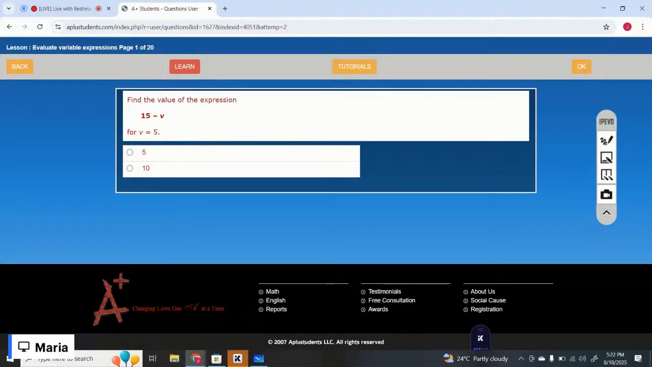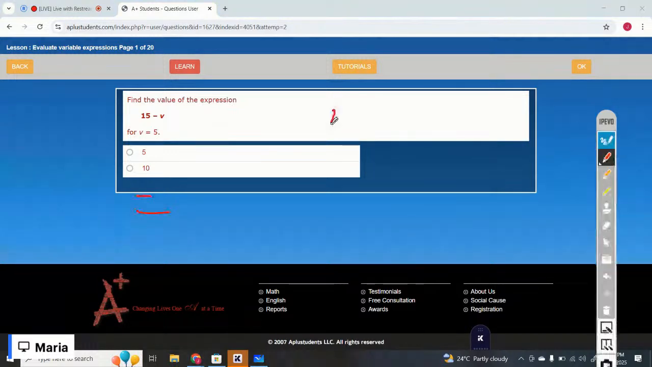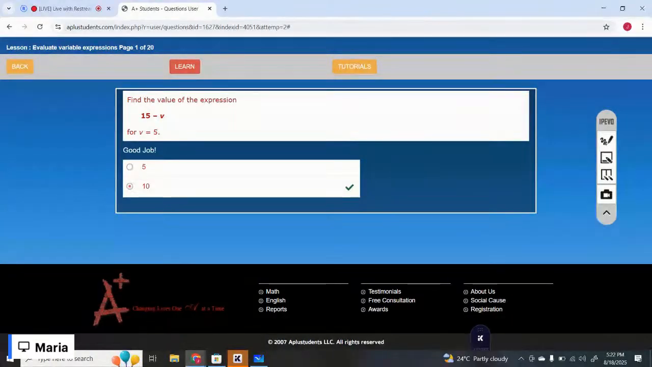Find the value of the expression 15 minus v. So v is 5. So 15 minus 5 is. Replace the v with 5. So 15 minus 5.